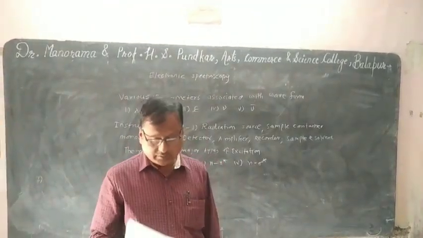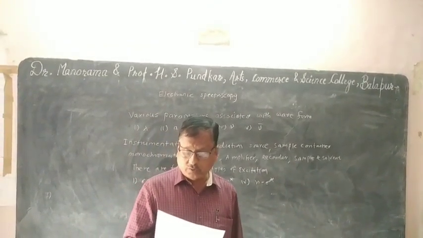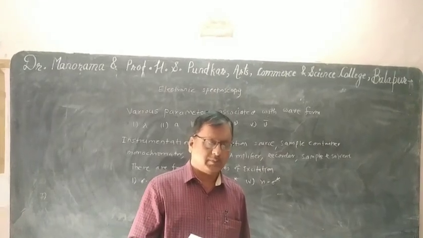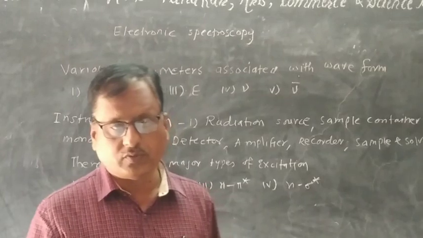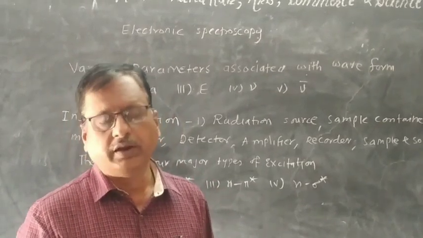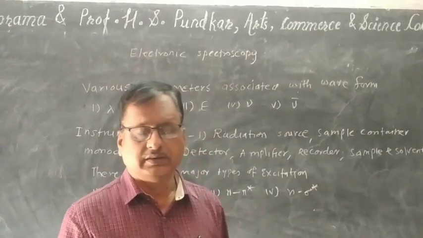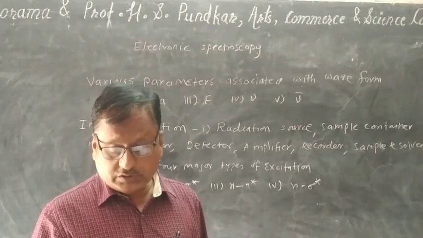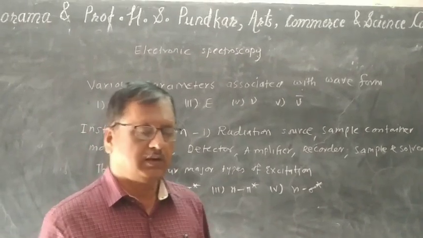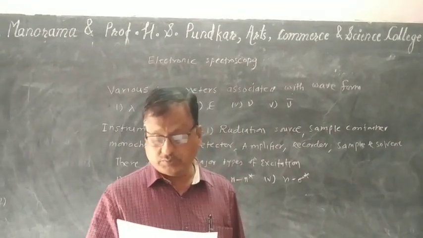There are three kinds of electrons present in an organic molecule. First, sigma electrons present in sigma bonds, pi electrons present in pi bonds, and n nonbonding electrons present in unshared pairs of electrons. There are four major types of excitation that take place. First, sigma to sigma star. Second, pi to pi star. Third, n to pi star. And fourth, n to sigma star.